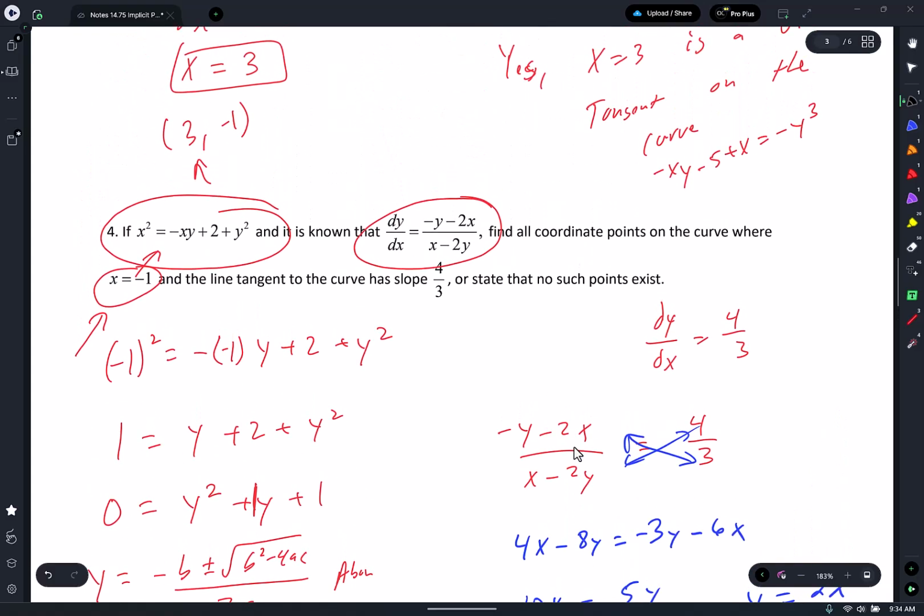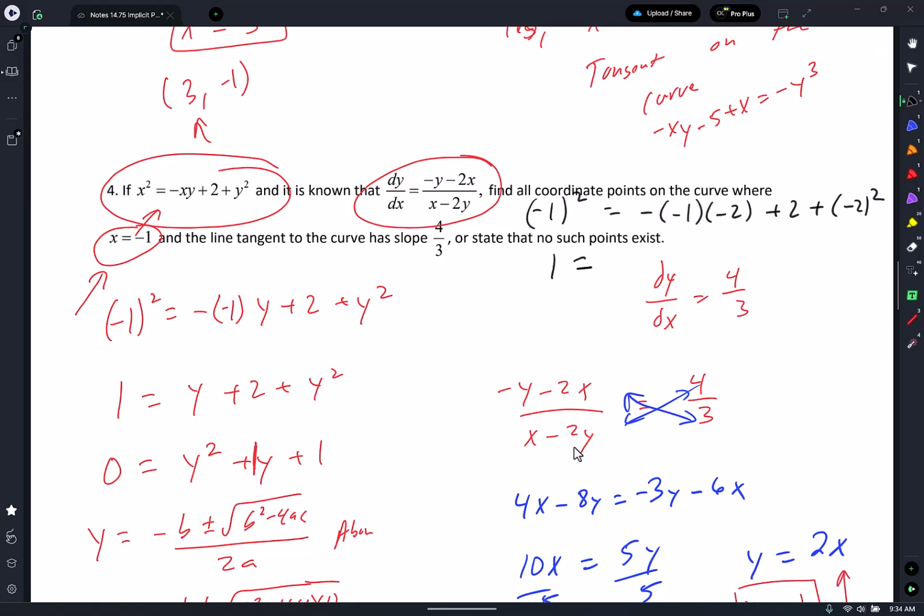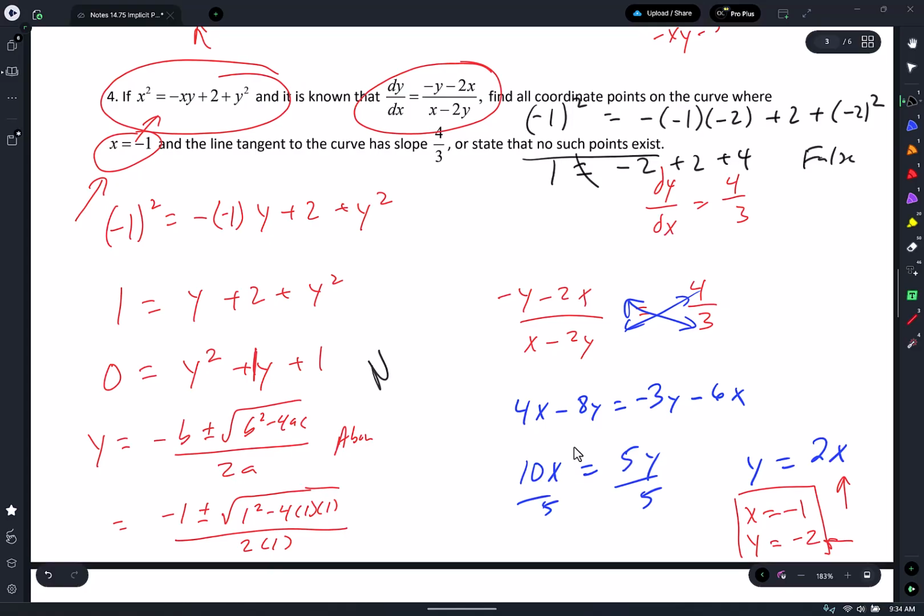Negative 1, negative 2. So negative 1 squared equals negative parenthesis negative 1 times negative 2 plus 2 plus, was it negative 2? Negative 2 squared. Let's just see if that's true. So 1 equals, well, it might be. No, it's not. Negative times negative is positive, but that's so negative. So negative 2 plus 2, those cancel out. And look, nope, I get a false statement. False. No such point exists.